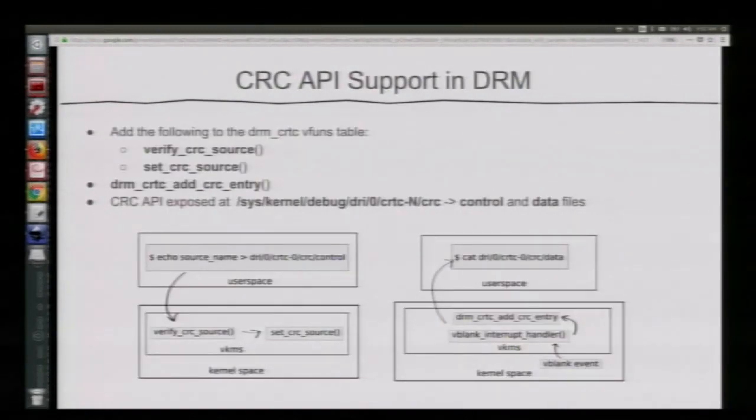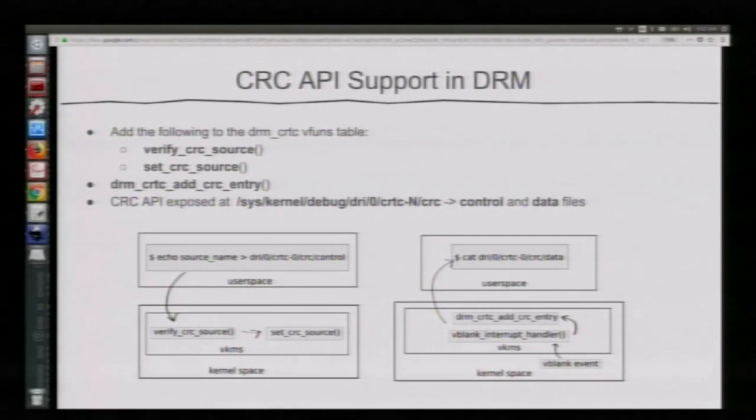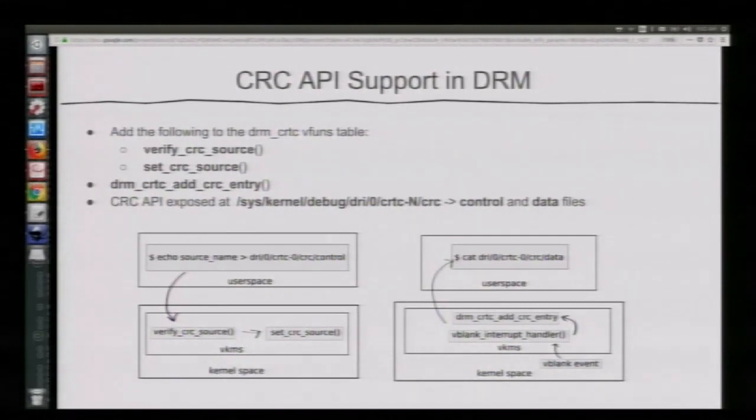To add CRC API to a DRM driver is quite trivial. You just need to implement these two functions, verify CRC source and set CRC source. Once these functions are set, the debugfs files are going to be set up automatically with two files, a control file and a data file. And then the CRC samples, which are usually provided by the hardware, need to be captured in the driver by calling add CRC entry.